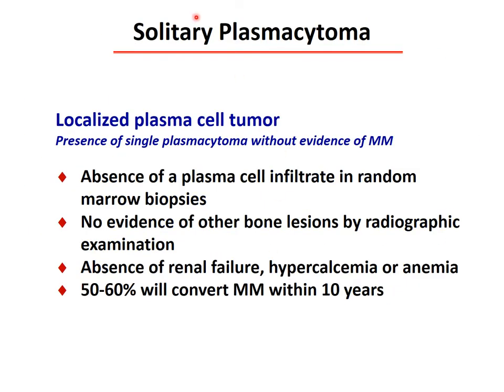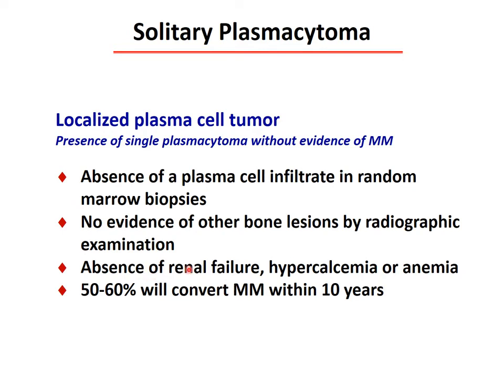Solitary plasmacytoma usually is a localized plasma cell tumor that is in only one area of the body, not multiple locations. So maybe in some area of the bone or the subcutaneous tissue, usually the bone or the lymphatic system is affected. There is no cell infiltration from random biopsy. However, of course, there is no evidence of bone lesion because only one area is affected yet.